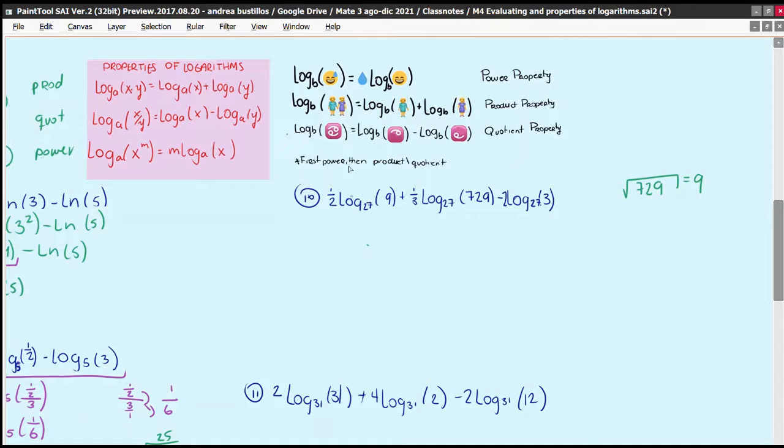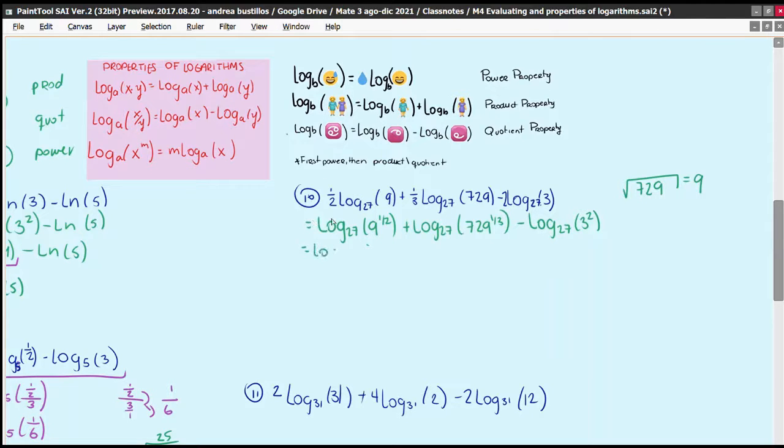Now, in this exercise, all my logarithms are multiplied by a number outside, meaning that the first property that I have to apply is the power property. So the first thing I have to do is to plug in those values as powers of the arguments. Now I'm going to simplify this.